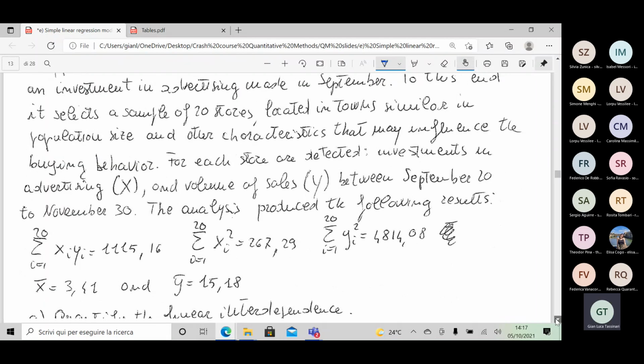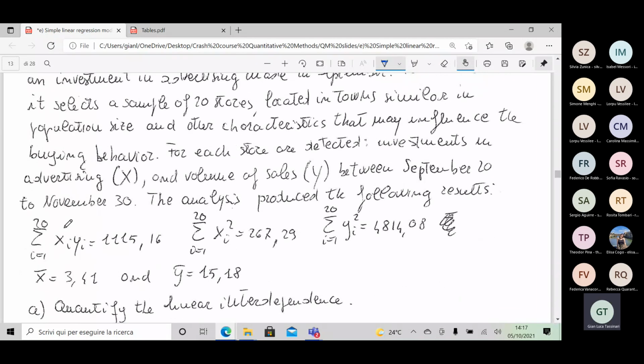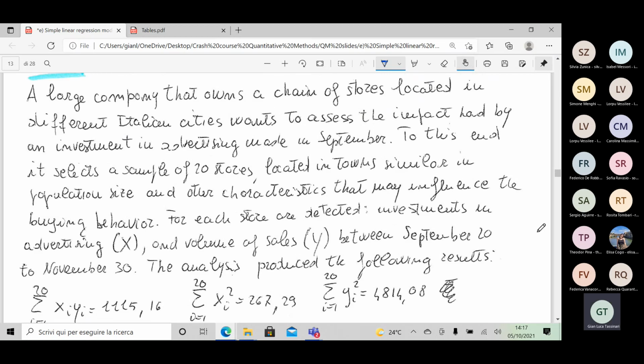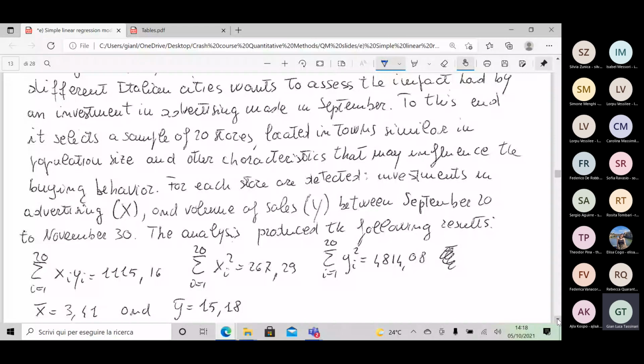And here I reported some computation. Remember, the variables of interest are the variable X, which represents the investment in advertising, and Y, the volume of sales. A sample of 20 stores has been selected, and for this sample both the investment in advertising and the volume of sales between September 20 and November 30 were measured. The analysis produced these following results.